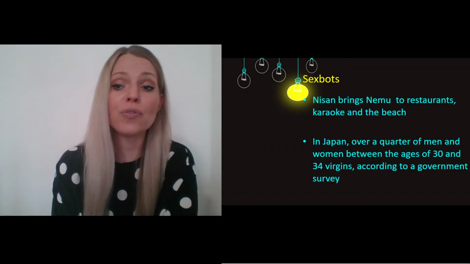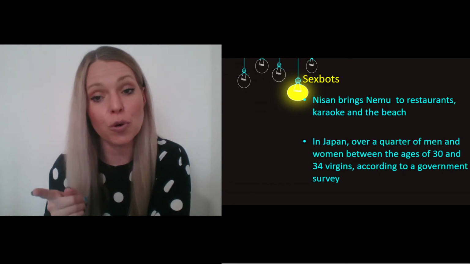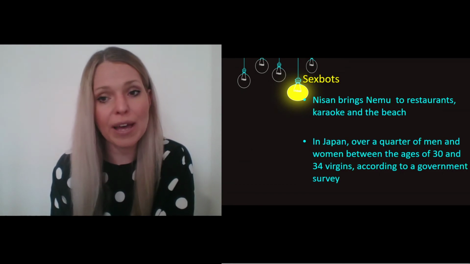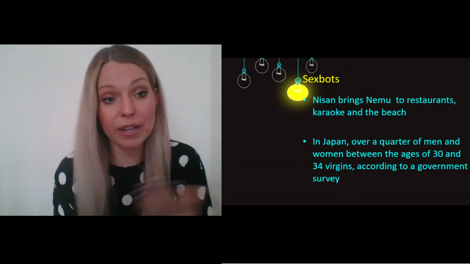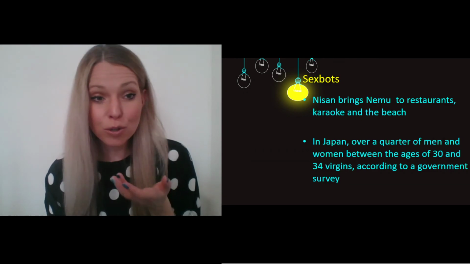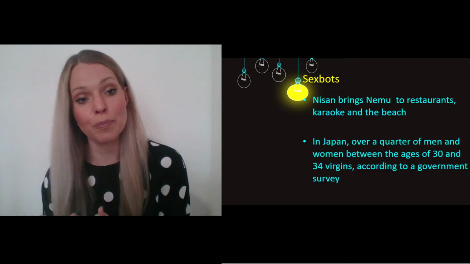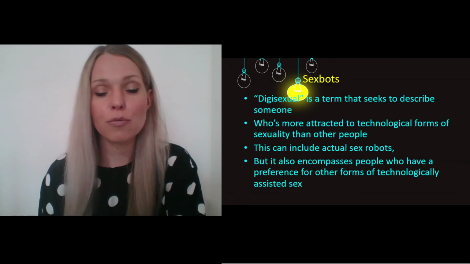And in Japan, over a quarter of men and women between the ages of 30 and 34 are virgins. A quarter of that, according to their government survey. However, as we can see, they're not alone. So they're virgins in the sense that they haven't had sexual intercourse with other human beings, but with robotics.